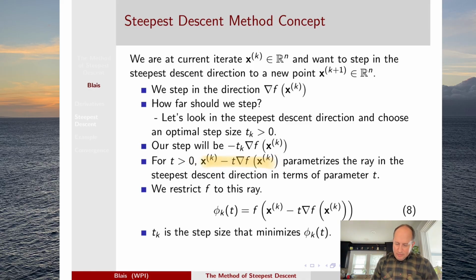So this is our parameterized ray, and we plug it into the objective function. Now remember, we want to pick some kind of optimal step size. Here, t is just some variable that's greater than 0. We want to pick the best value for it, which will give us t sub k. So we now have a second optimization problem in here, where we are minimizing the objective function along this ray of steepest descent.